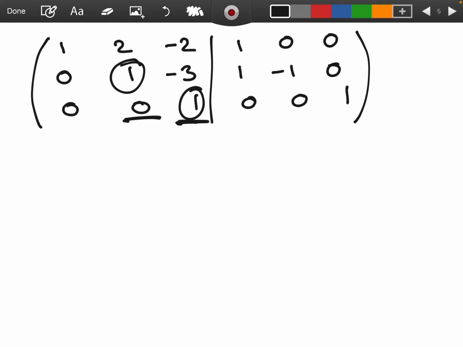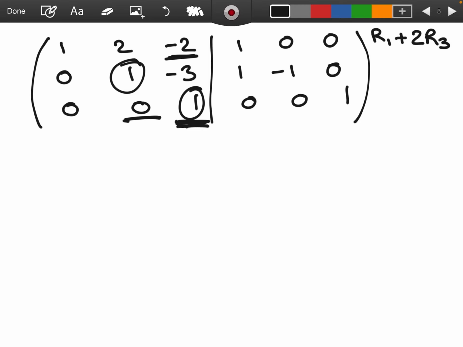So I start again with this 1 here, and I'm going to make 0 everything above it. So row 1 is now going to become my original row 1 plus 2 times row 3. So I'm going to use this pivot to make this value a 0, but whatever I do to one particular entry, I have to do it to the whole row. So I'm going to do row 1 plus 2 times row 3.